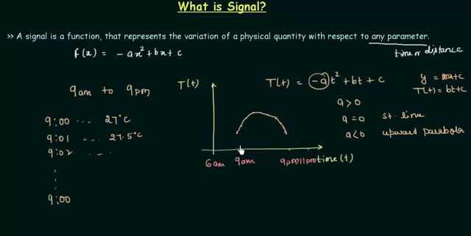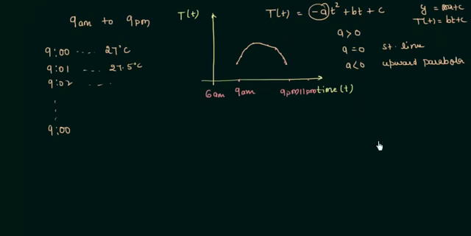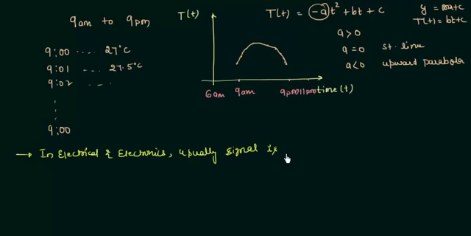Now I will narrow down this study of the signal, and I will talk especially about electrical and electronics. In electrical and electronics, usually the signal is the variation of the electrical quantity, generally current or voltage, with time. So it's important to write this down. In electrical and electronics, usually signal is variation.